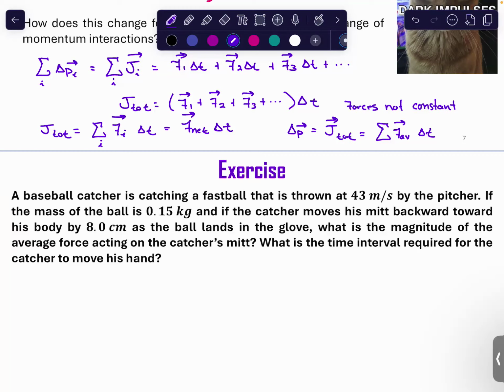If the mass of the ball is 0.15 kilograms and the catcher moves his mitt backward towards his body by 8 centimeters as the ball lands in the glove, what is the magnitude of the average force acting on the catcher's mitt? Imagine the ball hits the mitt. You're increasing the amount of force hitting your mitt, but the forces are not going to be constant because you're moving. Technically, as the ball loses momentum, you're still moving backwards, so you're getting less and less force at each differential. So what is the average force on the catcher's mitt? What is the time interval required for the catcher to move his mitt? 97.